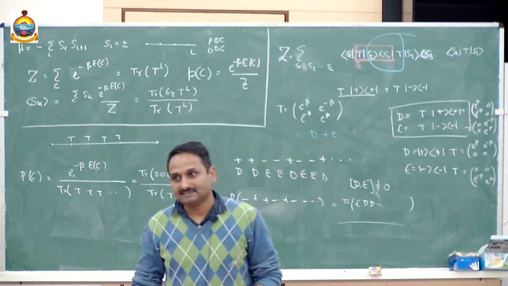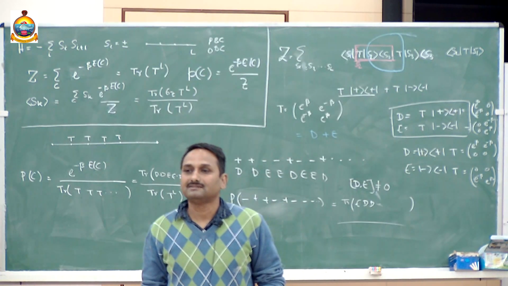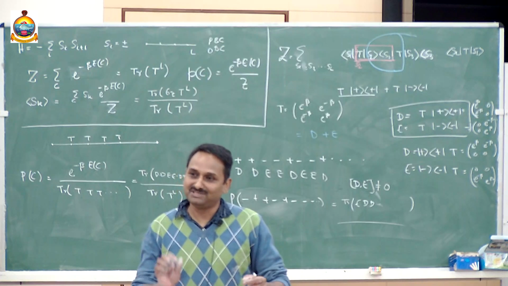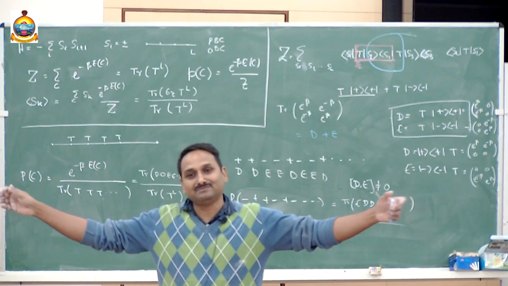D plus E has to be the same as T. D and E will depend on how many interactions there are. Even with a simple interaction, I will show you somewhere that you can have an infinite dimensional matrix.